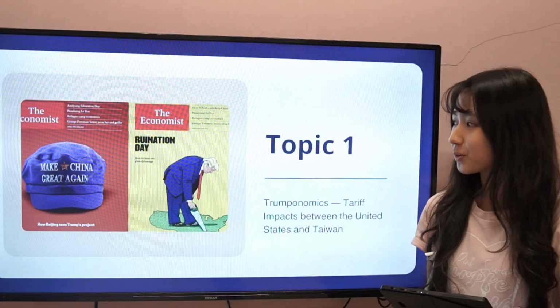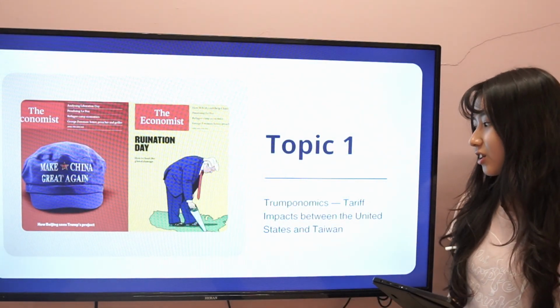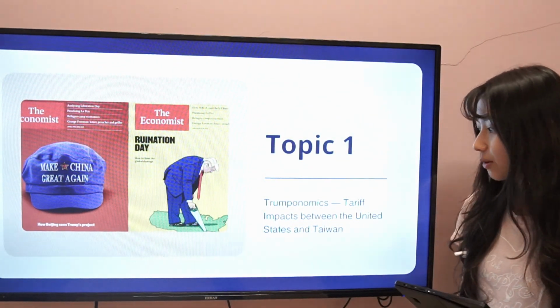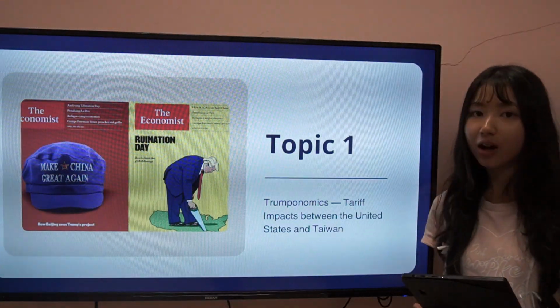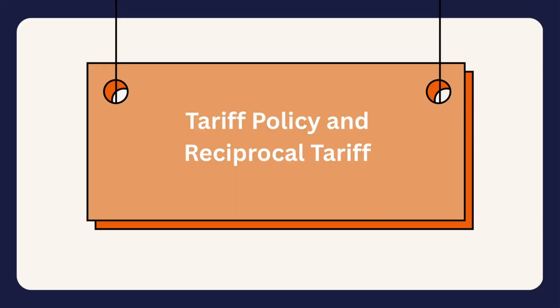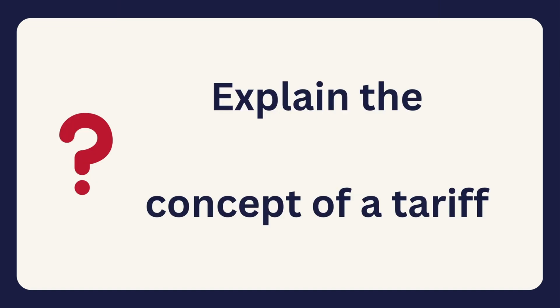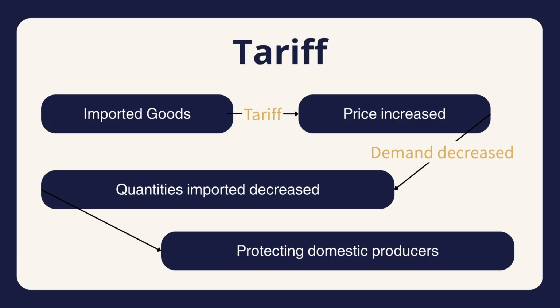Today I'm going to introduce topic 1, Trumponomics, tariff impacts between the United States and Taiwan. Tariff policy and reciprocal tariff. Let's explain the concept of tariff. When foreign products are imported, our country places a tariff on those imported products to raise the price of imported products so that the quantities can be lower. In this case, the tariffs can protect domestic suppliers.